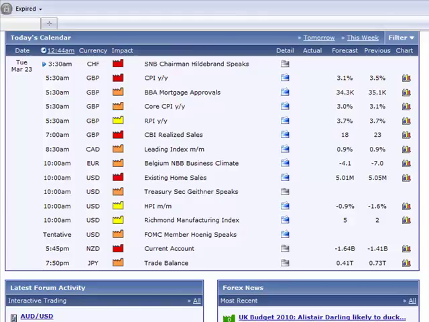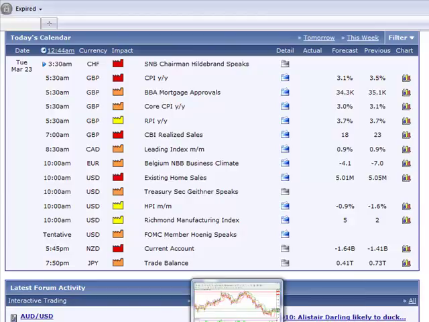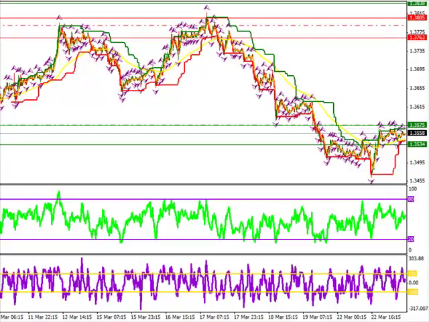Only check out the red impact news. There's something going on with the pound at 5:30, something going on with the pound again at 7, and then existing home sales at 10 o'clock. Now, even though we don't trade the news, we still want to know what's going on. So let's pull up the chart.